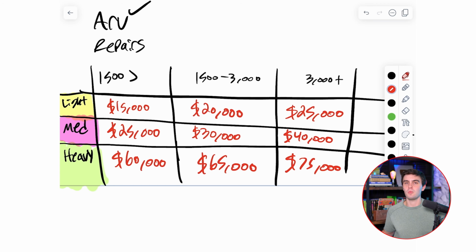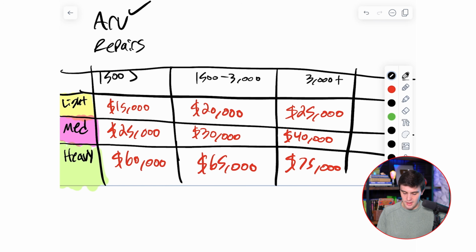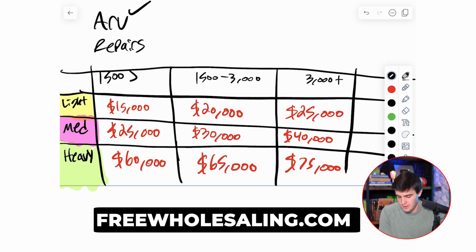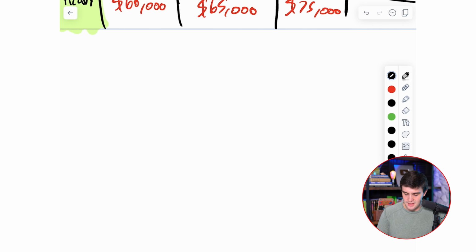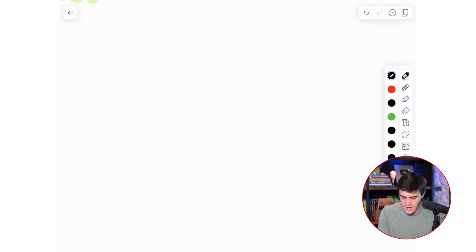And this is roughly what your repair costs are gonna be looking at on any single type of house. And I would have you screenshot this or use this. Again, this is all in freewholesaling.com, my free real estate wholesaling course. But basically, when you're trying to figure out your repair costs, that's what we use. So boom, ARV and repairs. And this brings us down to our formula, which is MAO.